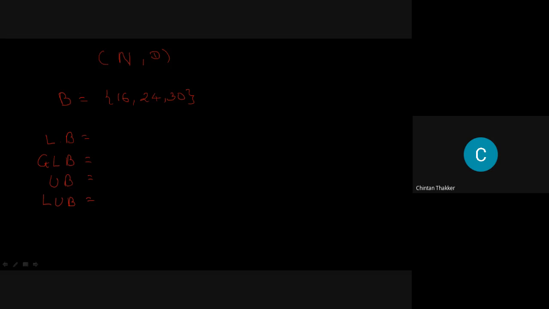Which one is a lower bound? Just 1 and 2? Just 1 and 2 divide the 16, 24, and 30. Not others.